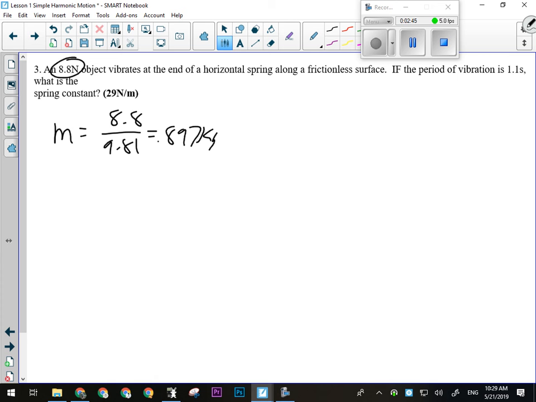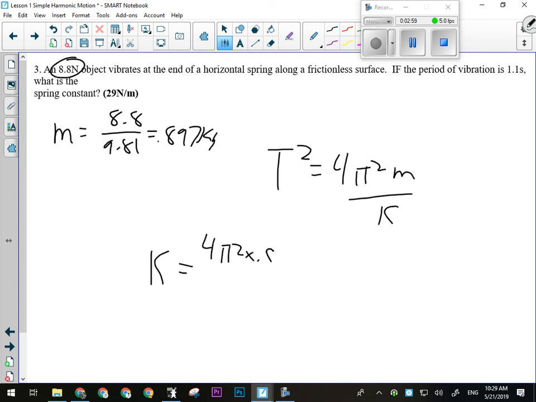I'm looking for the spring constant, so T squared equals 4 pi squared times m over K, and I'm just switching K and T here, so K will equal 4 pi squared times 0.897 divided by 1.1 squared. When we do that, we should get our 29 newtons per meter, but the key there is to convert the weight to mass. Any other ones? Number 8?